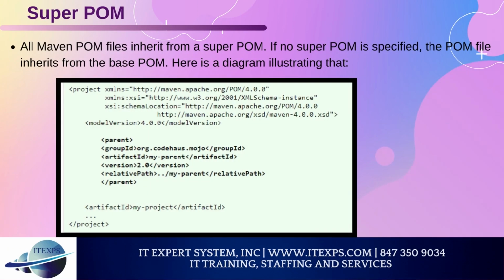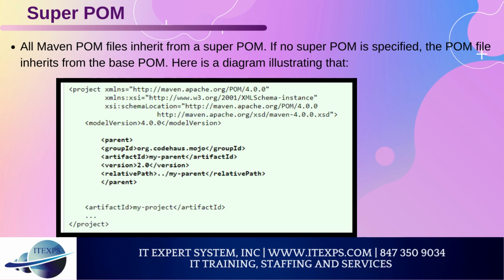Super POM. All Maven POM files inherit from a super POM. If no super POM is specified, the POM file inherits from the base POM. Here is a diagram illustrating this. You can make a POM file explicitly inherit from another POM file. That way you can change the settings across all inheriting POMs via their common super POM.